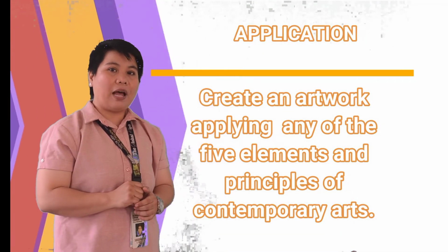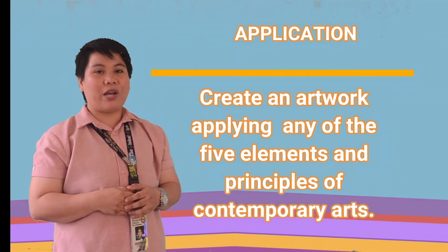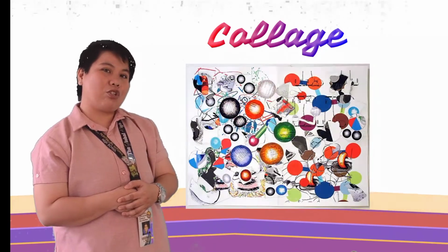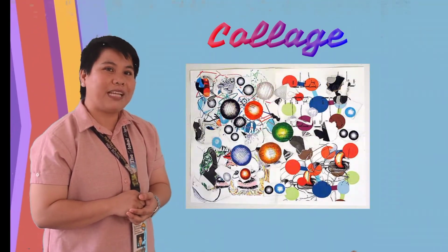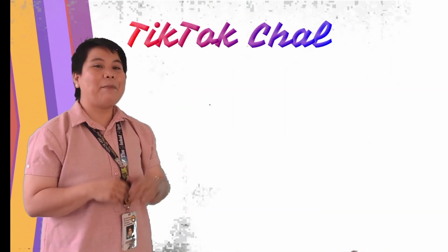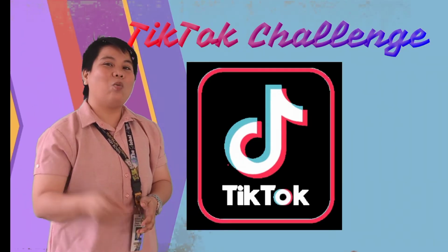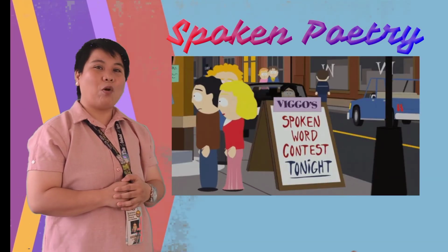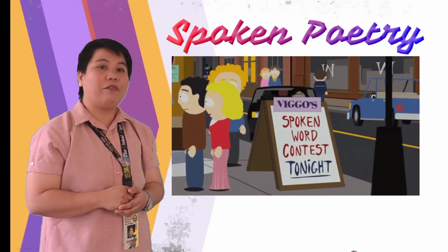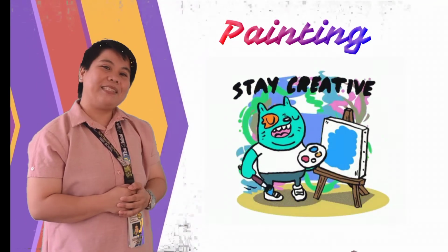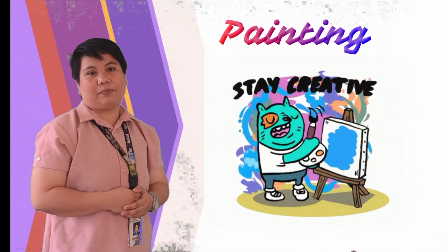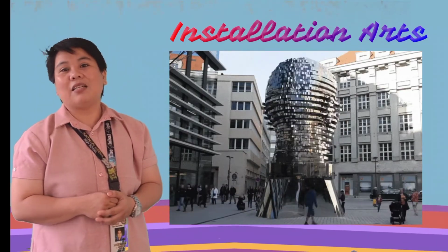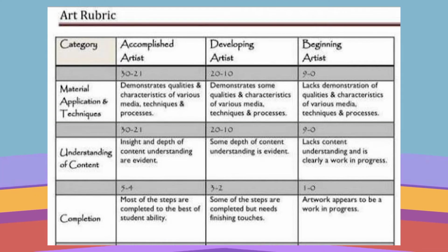I want you to create an artwork applying any of these elements and principles of contemporary arts. I want you to choose one from the following. Number 1. Collage. Using pictures or items from the media or popular culture that have personal connection to your interests or life stories. Number 2. TikTok challenge. Create a 1-minute music, dance, movie spoof, or scene. Number 3. Spoken poetry. Create not more than 1 minute of video of your original piece. Number 4. Painting. Using unconventional materials or mix. Number 5. Installation art. Note: all of your output must be submitted into your Google Classroom Drive. Here is the rubric for your output.